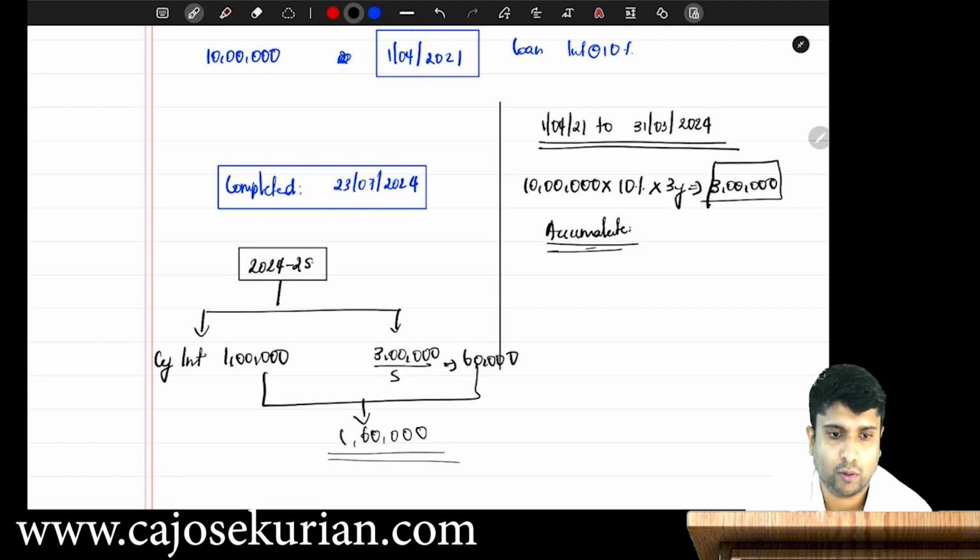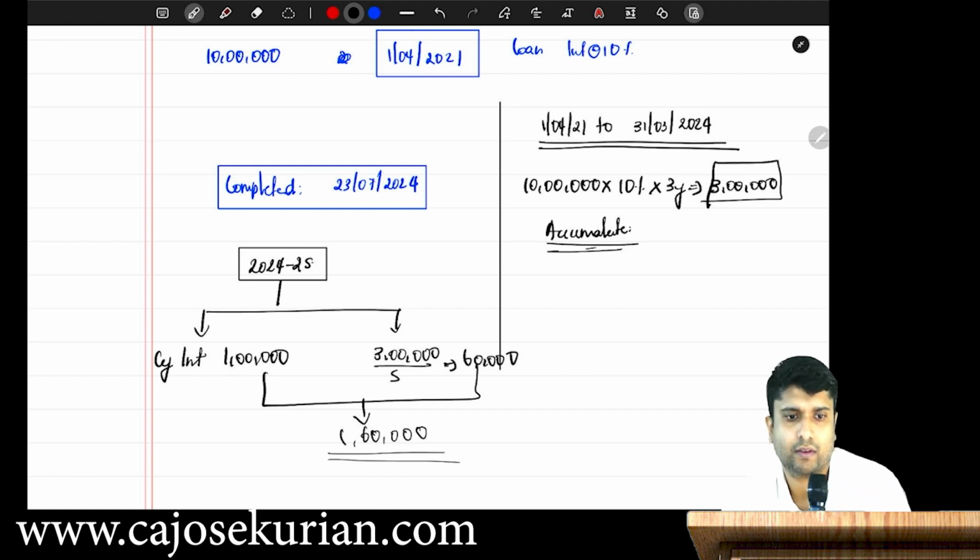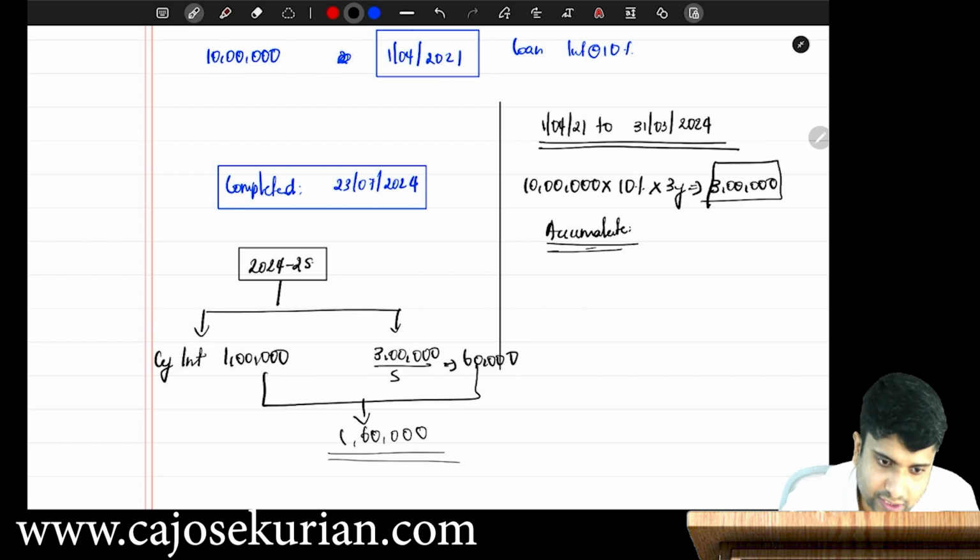I think all of you got an idea. You were asking doubts in relation to this. If it is completed on 23rd March, pre-construction period ends on? Yes, 2023 March itself. That's right. Moving on with the next one.